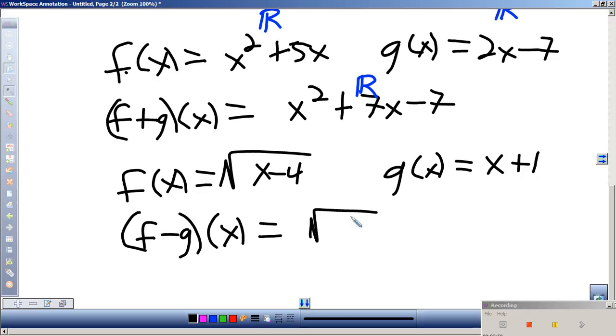Square root of (x - 4) minus (x + 1). Yeah. And you can't simplify it. You can just leave it like that. Now, if you want, you can distribute the negative. A common mistake people make, what do you think it is?